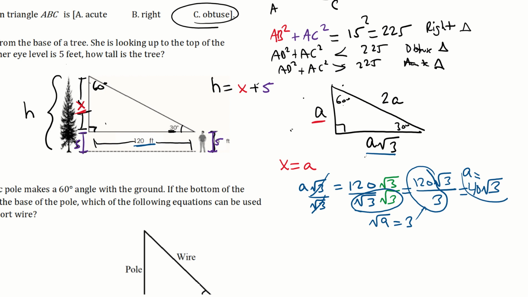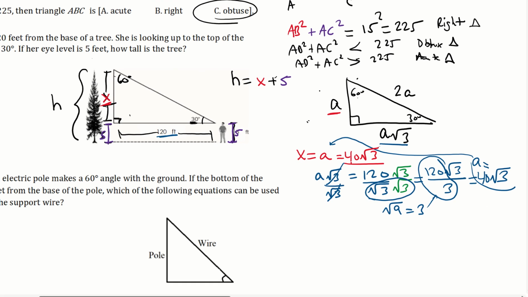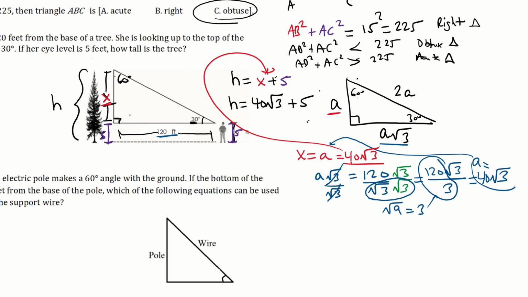Now if a is equal to that, then I can plug that in for x. And so x is equal to 40 square root of 3. So now we know what x is. Okay, so we can plug it into the height. So the height is equal to 40 square root of 3 plus 5.